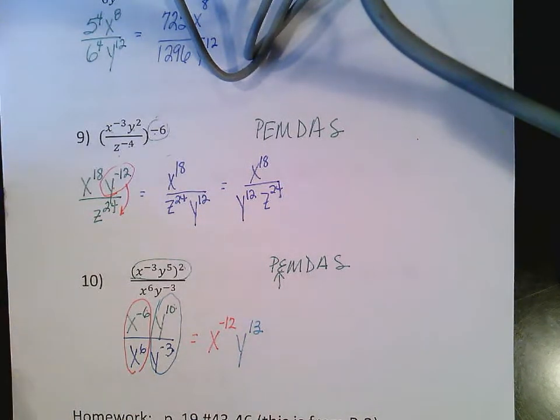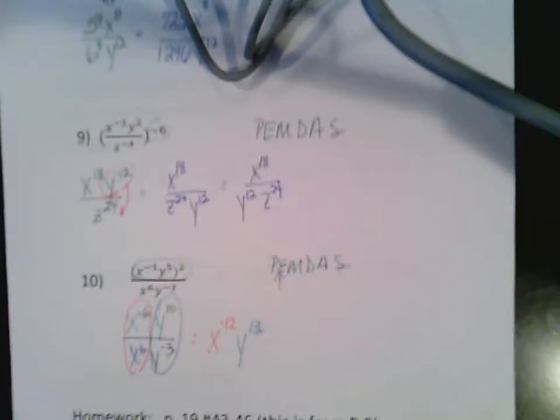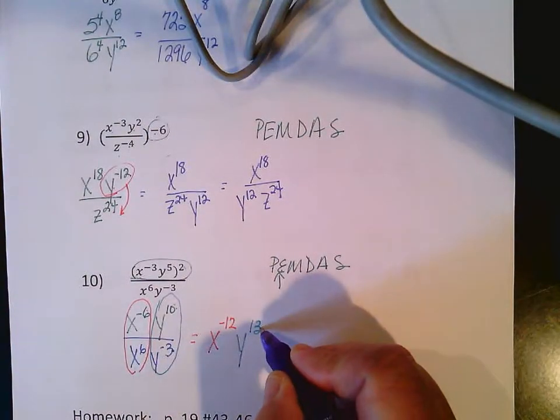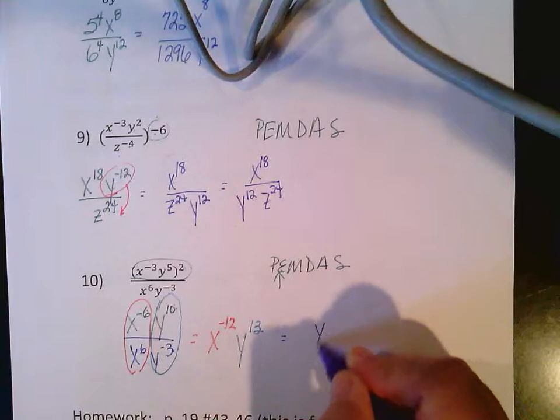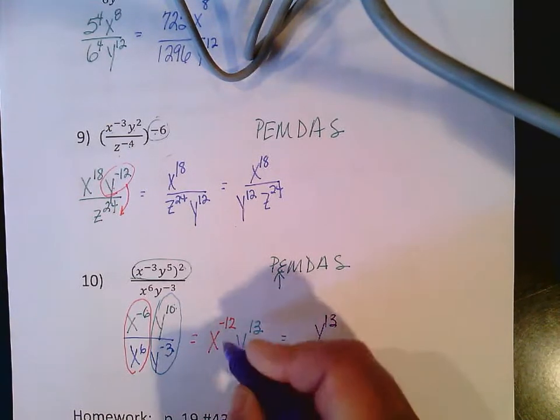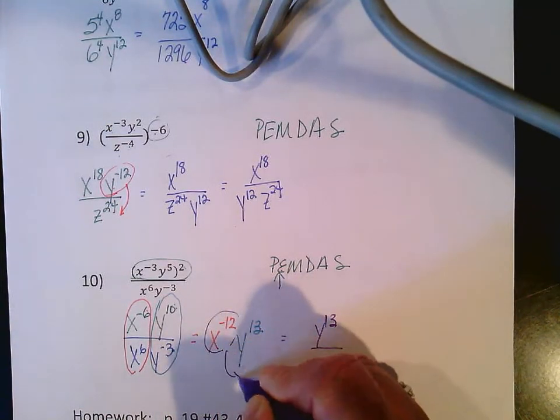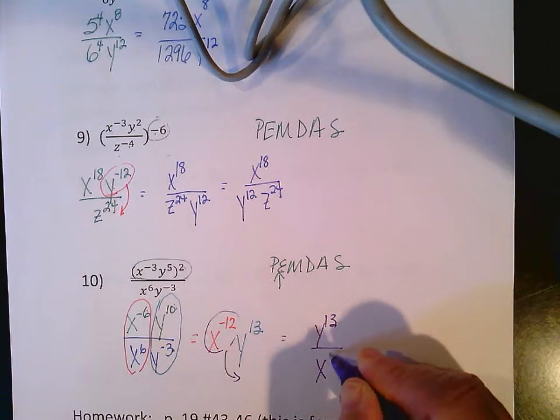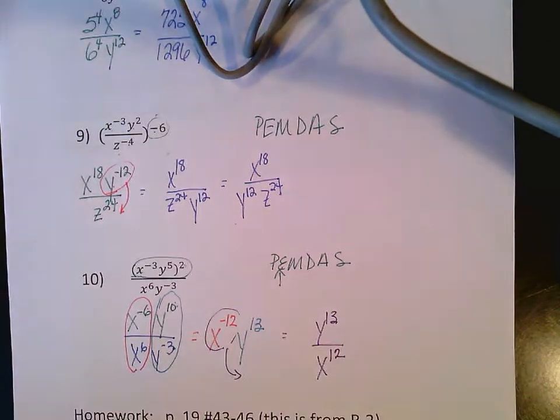And then finally, we're over here, and this is a positive exponent, so the y is going to stay put. It's going to be y to the 13th on the top. This is a negative exponent, so it's going to go to the denominator to become positive. So this is y to the 13th over x to the 12th.